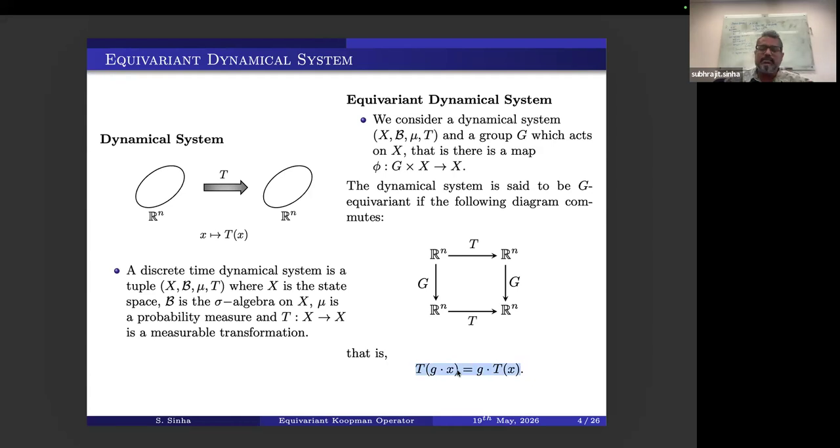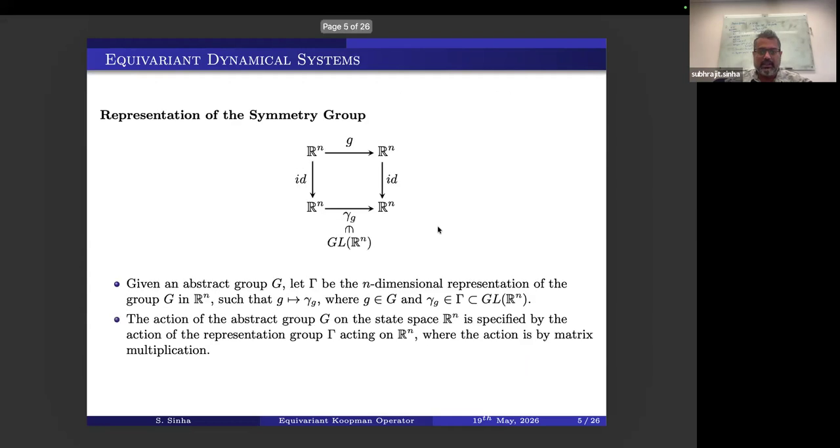For a continuous time system, it's a map from the tangent space. You have to look at the tangent space because the vector fields belong to the tangent space.